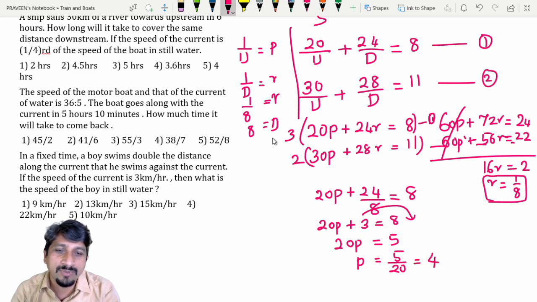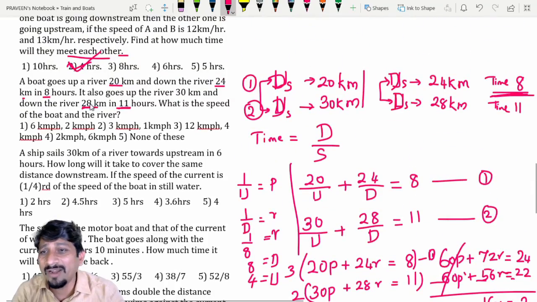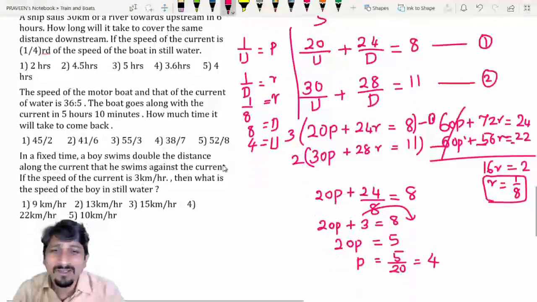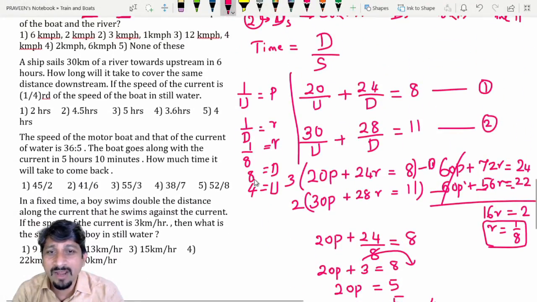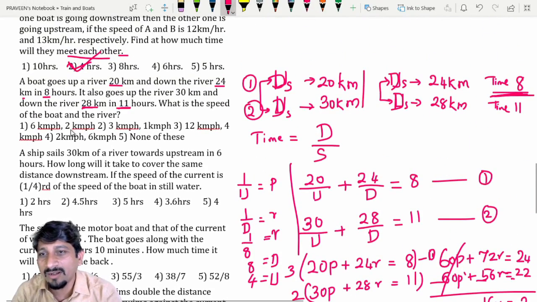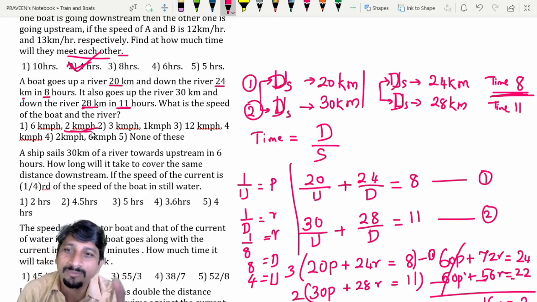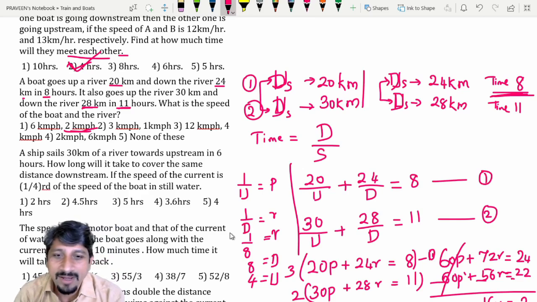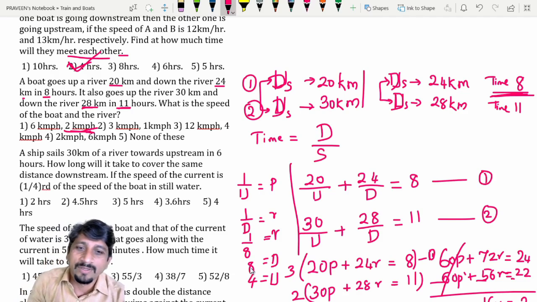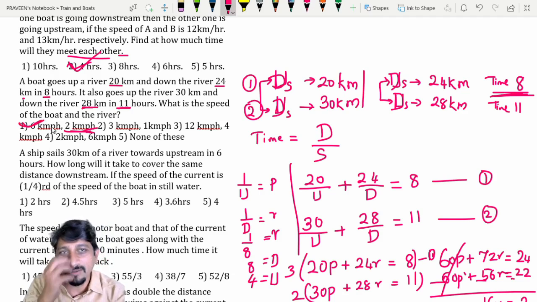So our upstream speed is equal to how much? 4. Now we can find out the speed of the boat. So 8 minus 4 divided by 2, so 2 kilometer. I found out only the speed of the river. Why? 8 minus 4 is equal to 4 divided by 2. If you want the speed of the boat, the average of 4 and 8 is 6. So that is your answer.